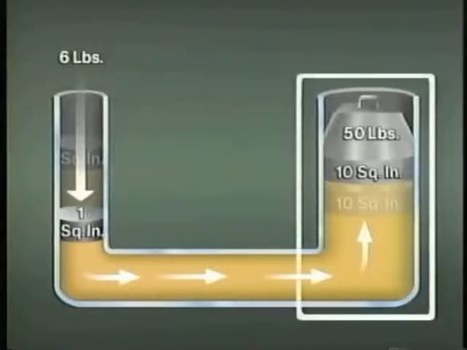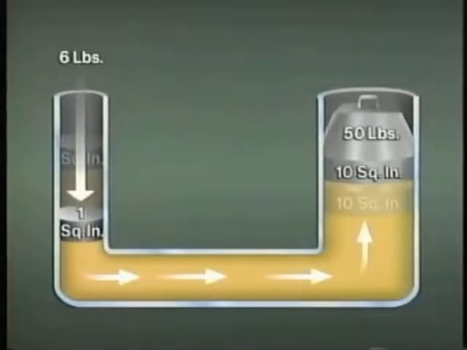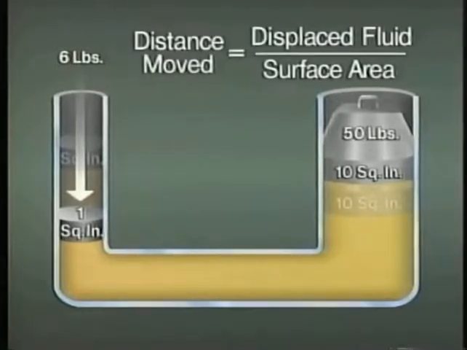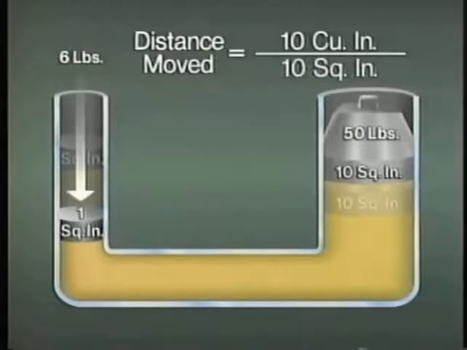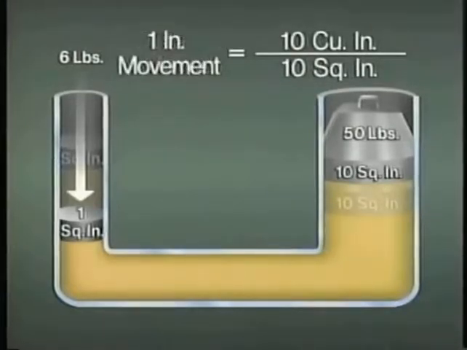Since this area is much larger than the area with the small piston, the 10 cubic inches of fluid didn't move this piston as far as the small piston moved. The actual distance the larger piston moved can be determined by dividing the displaced volume of fluid by the surface area of the piston. We know that the volume of liquid is 10 cubic inches, and the surface area of the large piston is 10 square inches. This amounts to 1 inch of movement.